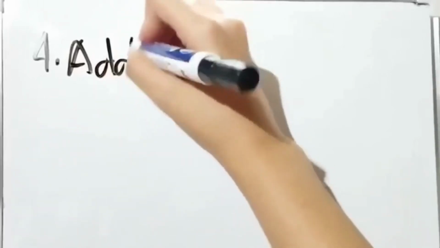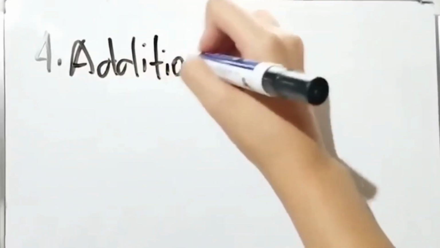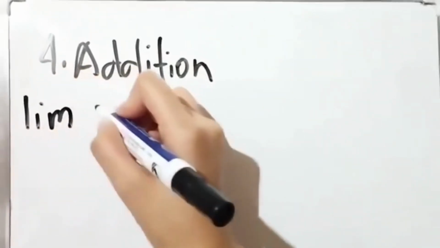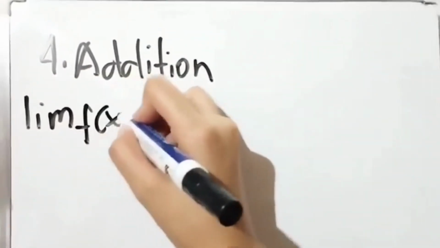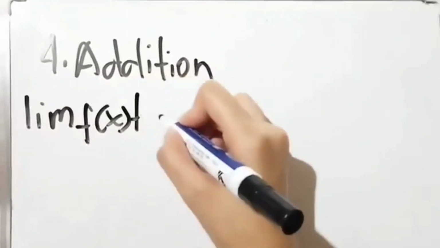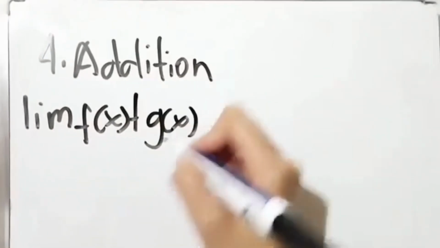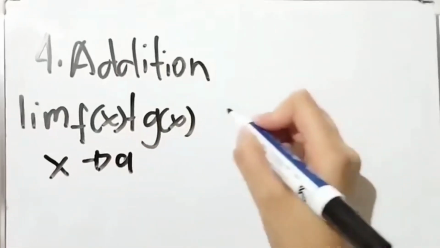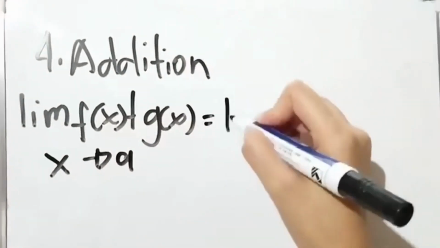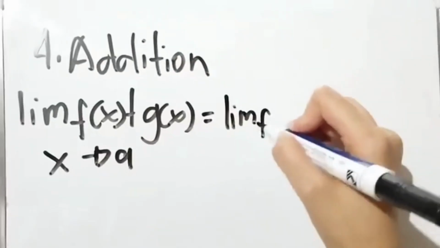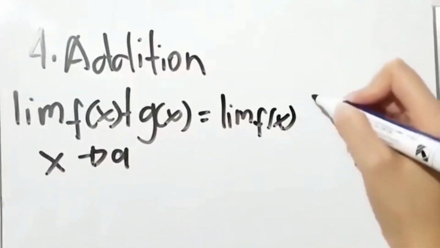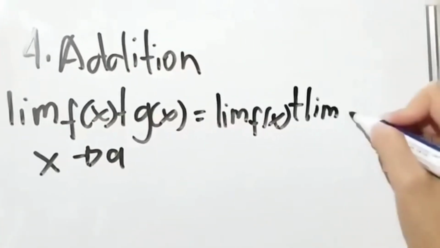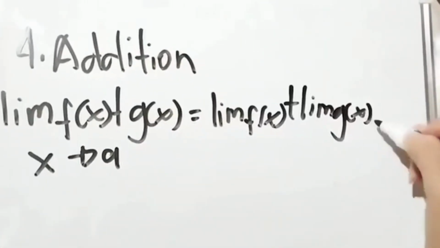So we have here the formula for addition in limit laws. The limit of f of x plus g of x while x is approaching a is equal to the limit of f of x plus the limit of g of x while x is approaching a.